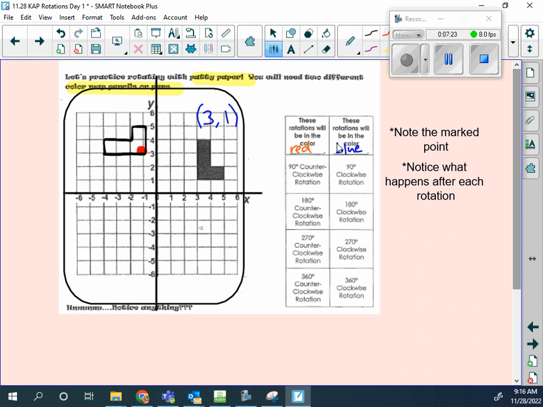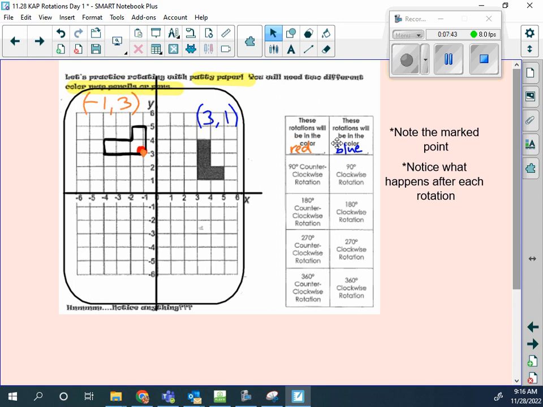Red. That dot is here for me. What's the name of that dot? -1, 3. Did everybody get that? Yes? Okay. Now we're going to go 180.